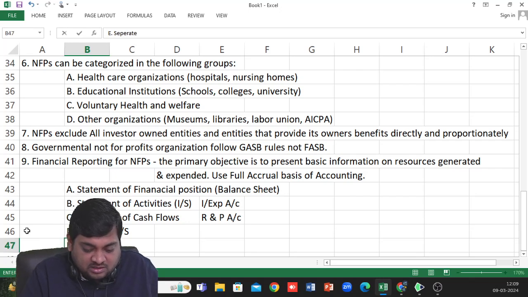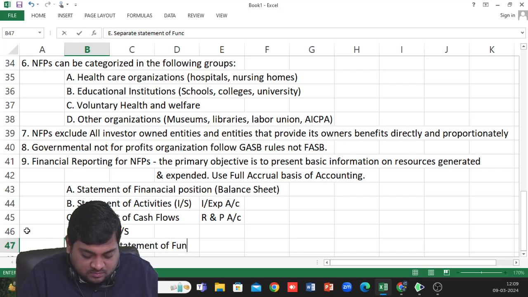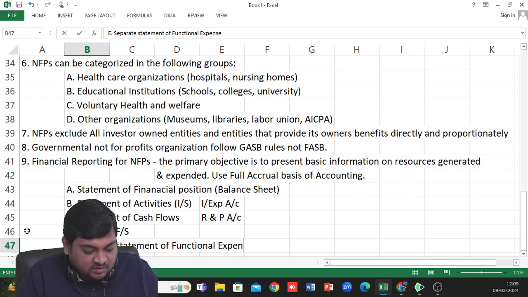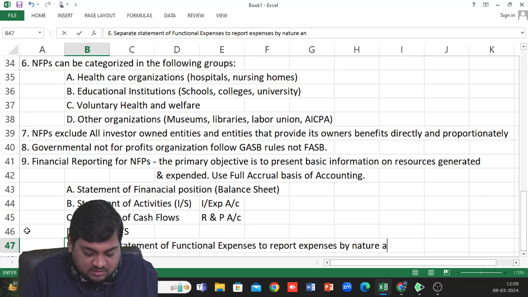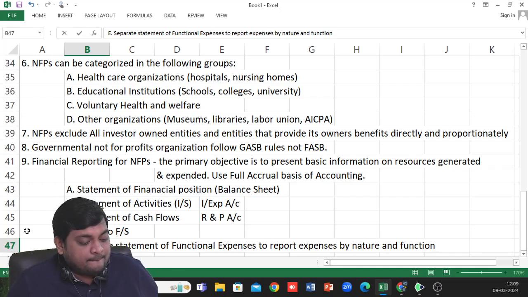So we need to do a separate statement of functional expenses to report expenses by nature and function, right? So you can either show it on the face of statement of activity, right?